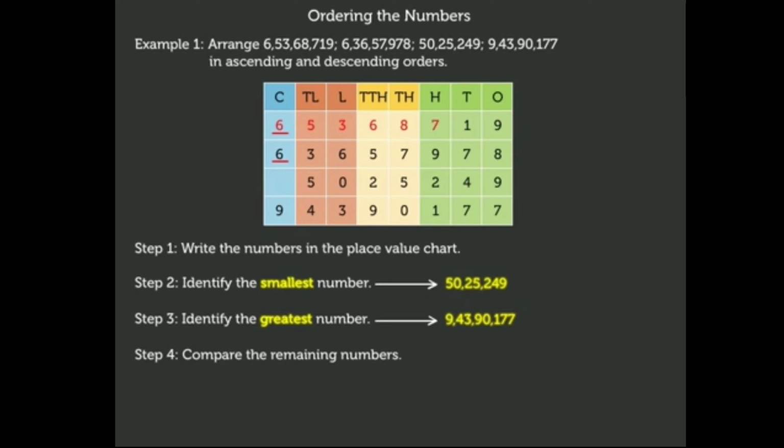Step 4. Compare the remaining numbers. In the first number and the second number, the crores place is the same. So let us compare the 10 lakhs place. Here 5 is greater than 3. Hence 6 crore 53 lakh 68,719 is greater than 6 crore 36 lakh 57,978. Step 5.